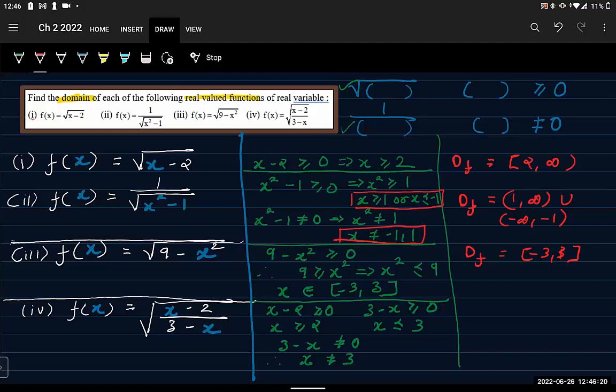Now, satisfying all these three conditions simultaneously, on a number line, it should be less than or equal to 3, but it should not be equal to 3. So the final value should be including 2 and excluding 3. So the domain of this function should be 2 to 3.